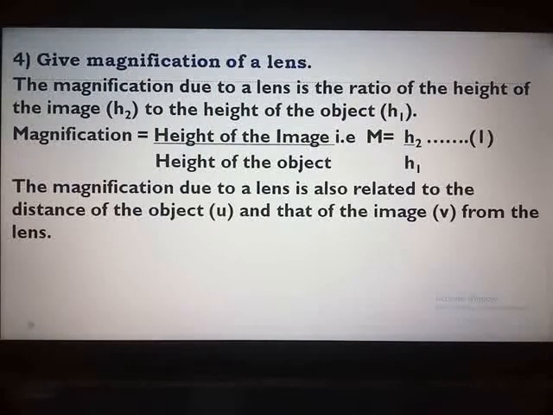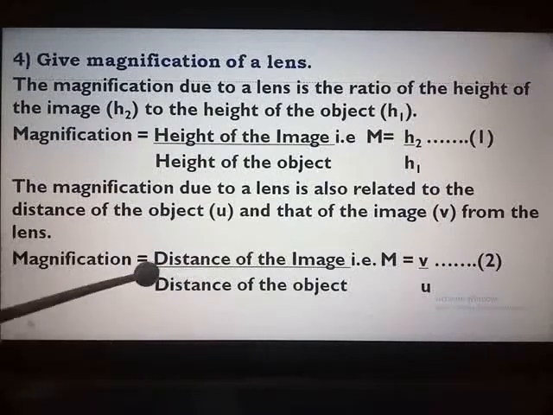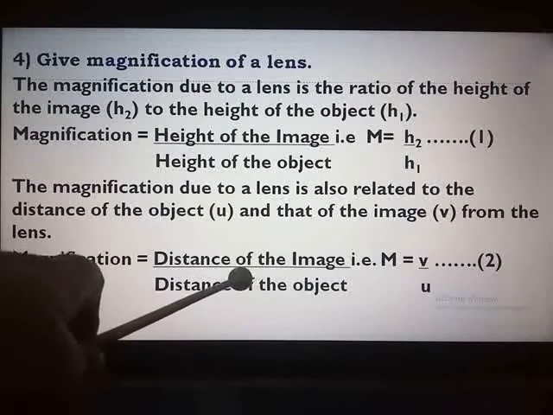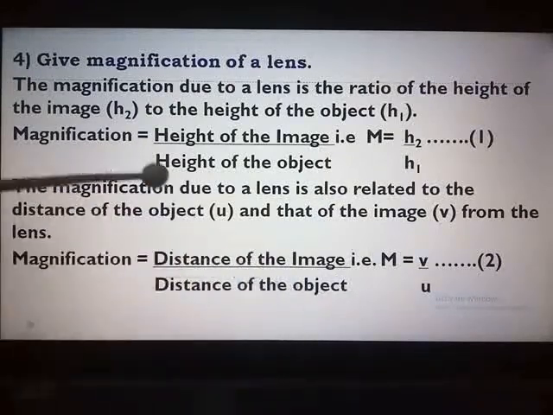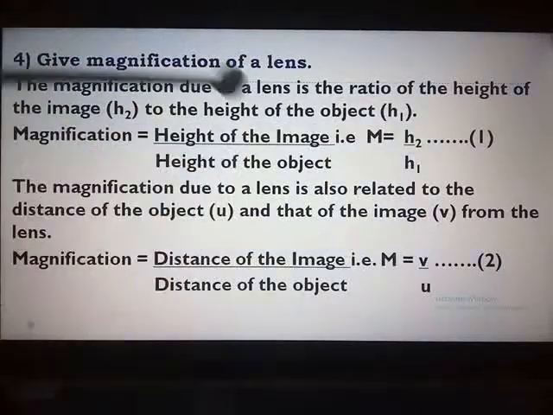Or one more formula is there. Magnification due to a lens is also related to the distance of the object and that of the image from the lens. So magnification is distance of the image upon distance of the object, that is v upon u. So don't write all these things in the notebook, only remember the formula and the definition. No need of writing. I have just included it under additional questions.